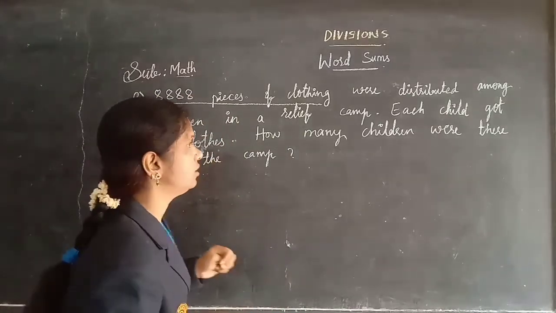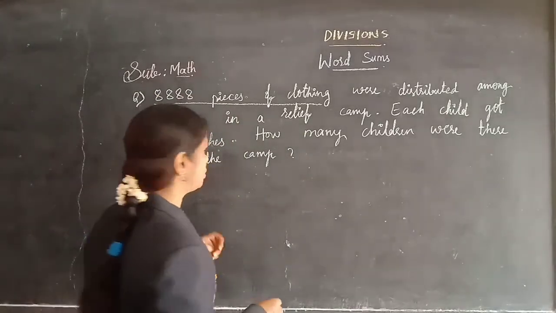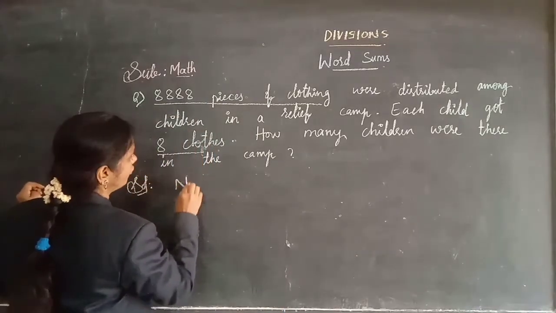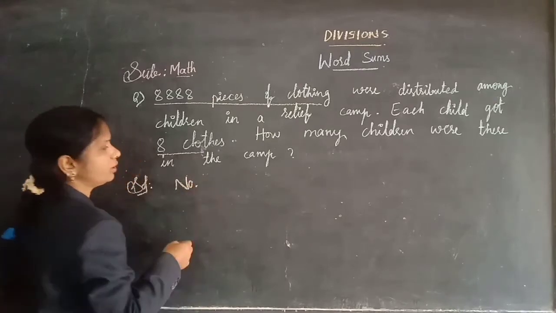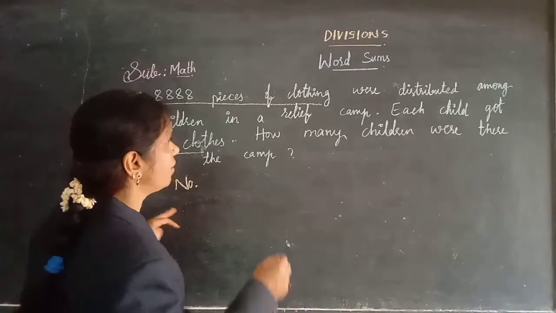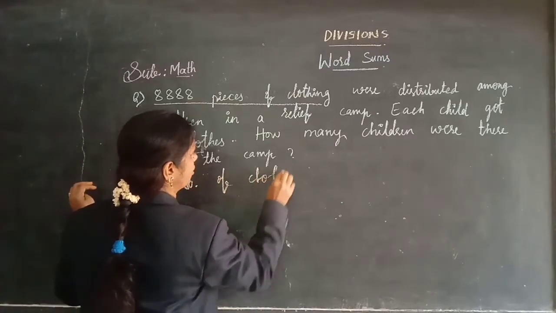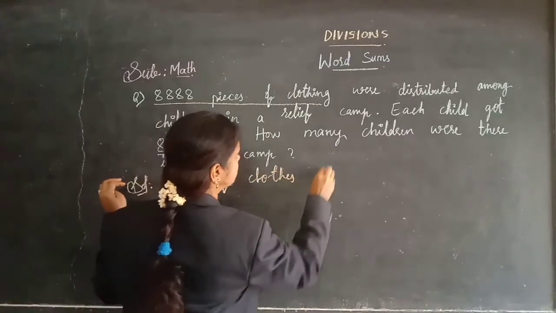Okay, so write here. First here we need to do division, children. Come on, let's arrange here. Number of, NO dot means nothing but number, children. Number of clothes distributed.